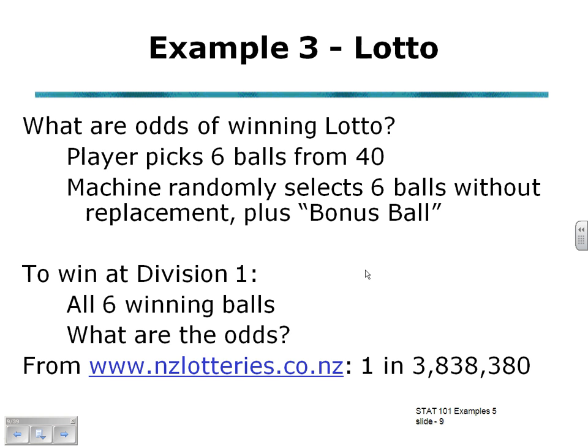Example 3. What are the odds of winning Lotto? Remember, a player picks 6 balls from a possible 40, and the machine randomly selects 6 balls without replacement, plus a bonus ball. So to win at Division 1, we have to have all 6 winning balls. What are the odds? Reference here to the New Zealand Lotto website.